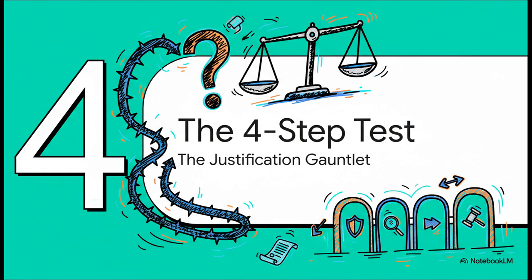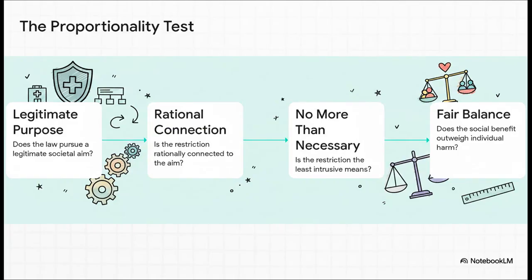This is the big one. This is the analytical gauntlet at the heart of almost every single fundamental rights case. Now, these are the 4 essential headings you need for your analysis. Number 1, does the law have a legitimate purpose, something like protecting public health or national security? 2, is there a rational connection between the law they passed and that purpose? 3, is the measure no more than necessary? In other words, is it the least intrusive way to get the job done?